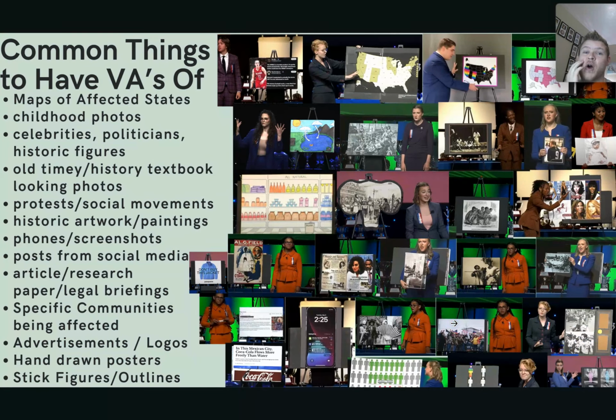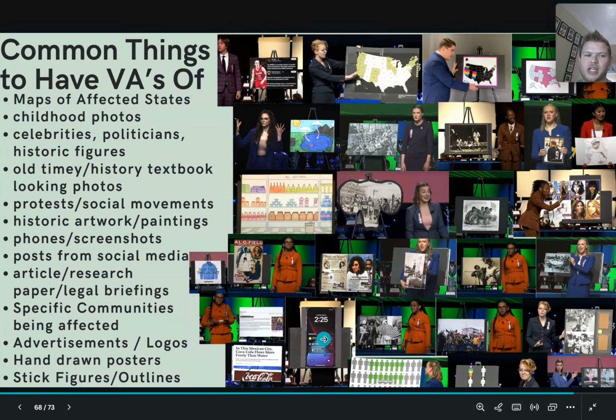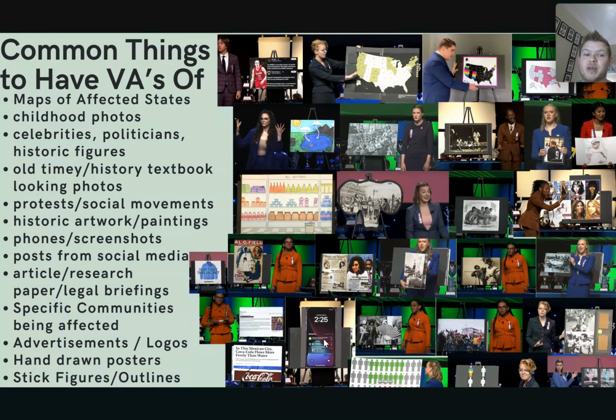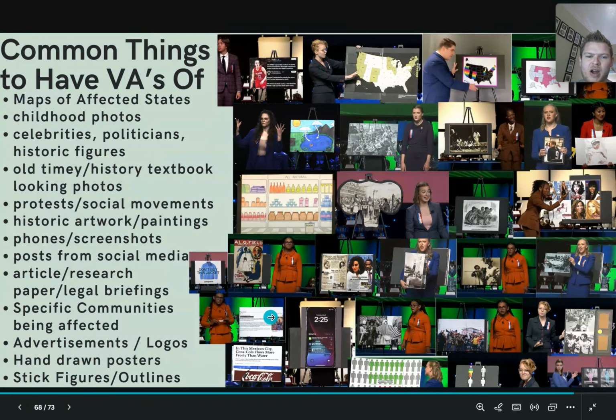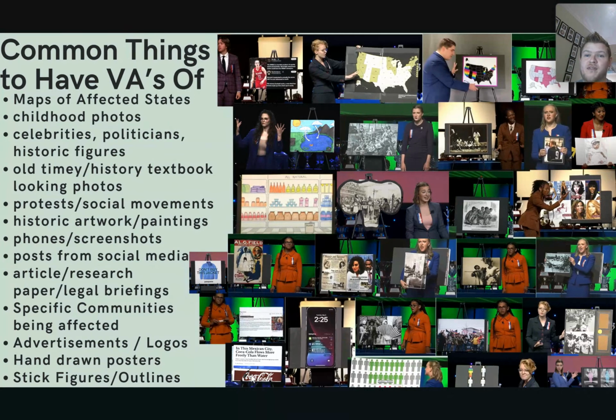We also have phone images or screenshots or cutouts of phones that we're starting to see more and more, like you see over here. Posts from social media that have been blown up, like the tweets that are up here, or Instagram posts or TikTok posts and things like that people blow up and make a poster or a handheld. We also often see headlines from articles or research papers, legal briefings blown up. You can see down here we've got a Wikipedia article and a news article. Photos of specific communities that are being affected or impacted by the topic is pretty common, especially if they're communities that might be unknown or marginalized.